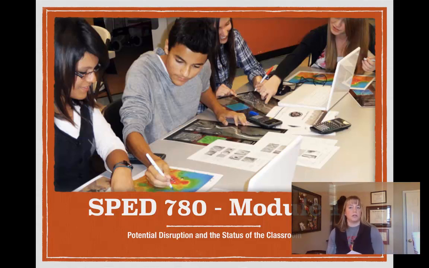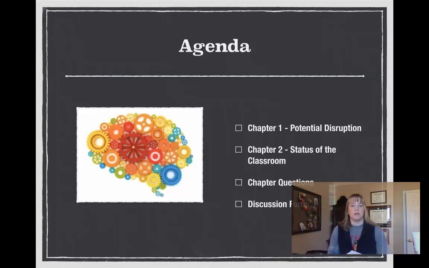Today we're going to really look at Chapters 1 and 2, Potential Disruption and Status of the Classroom. So I hope before you've looked at this video, you've read those two chapters. They're a pretty easy read, and they're really going to lay the foundation for the learners that we're talking about in the secondary classroom with high incidence disabilities. The point of this presentation is just to build on that information, provide you some more detail, provide you some more resources related to what you're reading about. So let's take a look at that.